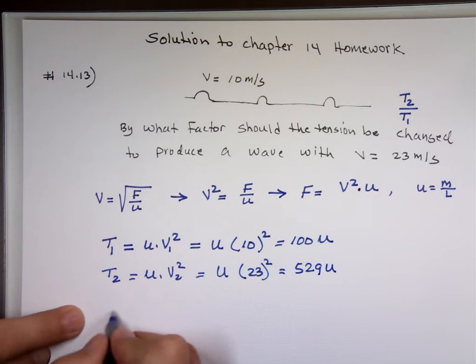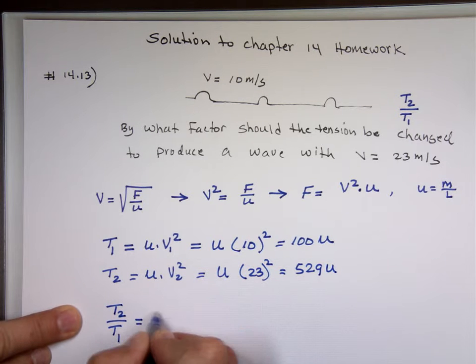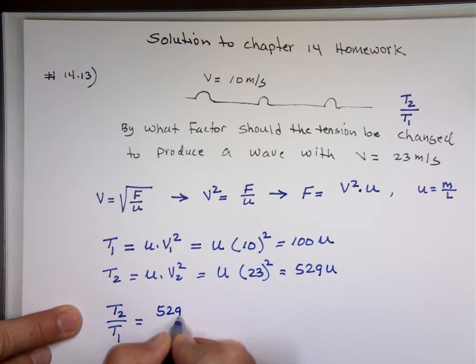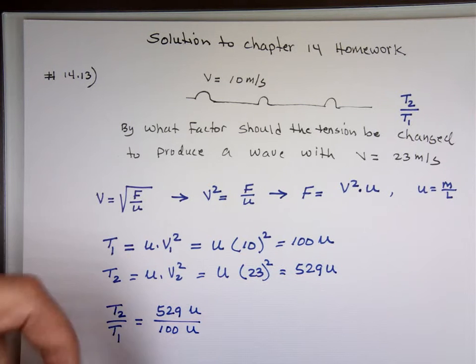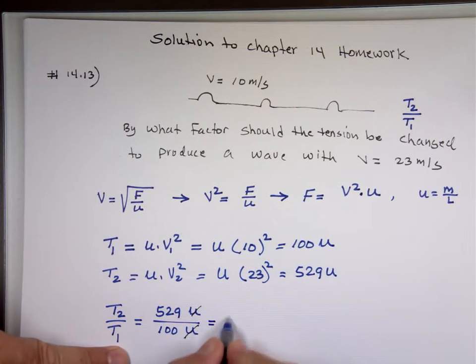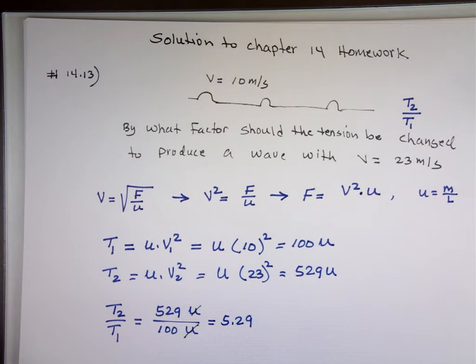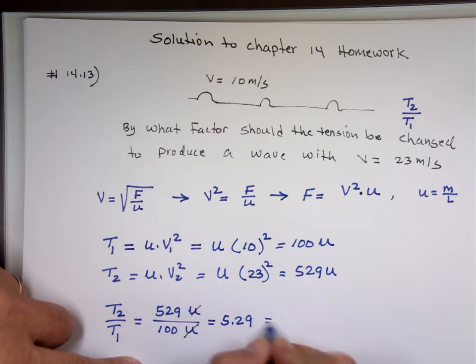So the question, what's the ratio of T2 to T1? It was 529 mu over 100 mu. What happens to the mu's? Cancels out. So the ratio is what? 5.29. And express answer to significant figures, 5.3.